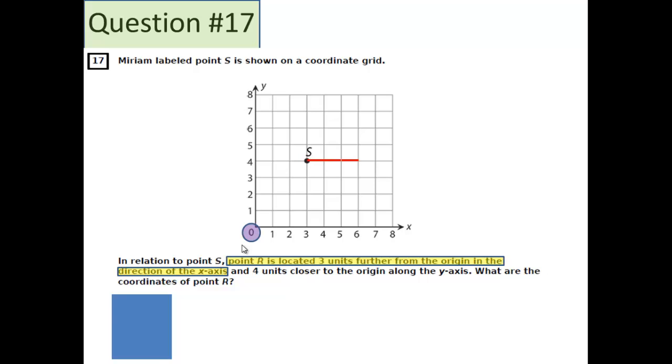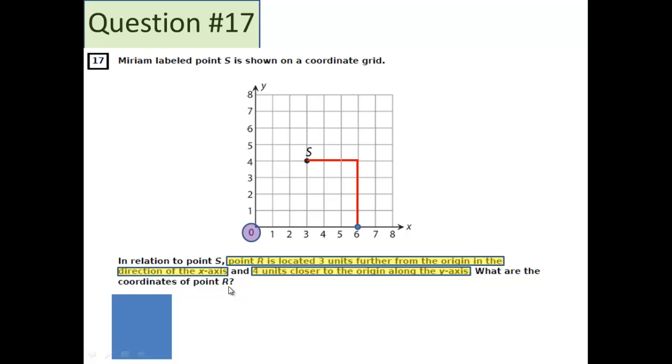All right, next part. 4 units closer to the origin along the y-axis. So everyone, show me with your fingers, where's the y-axis going? Yeah, the y-axis is right here, and it goes top to bottom, okay, vertically. But now I'm moving 4 units closer. So am I going up 4 or down 4? Go ahead and call it out. Yeah, if you said down 4, you'd be right because you're moving closer to the origin. So we move 1, 2, 3, 4, and end up at that point there.